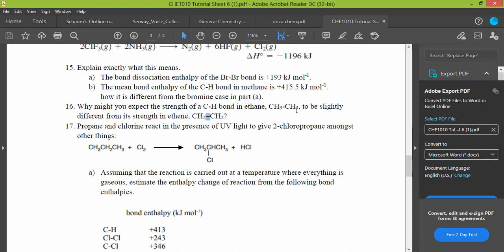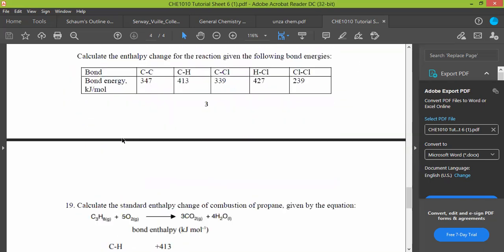Is that clear? Yes, sir. Hopefully that is clear. Then 17. How many questions were in this tutorial sheet?